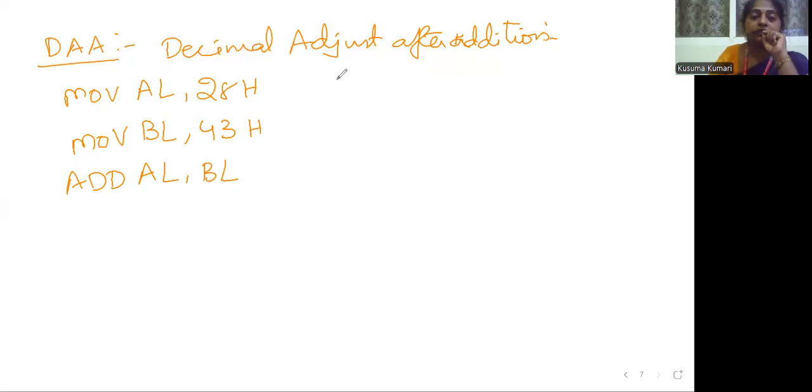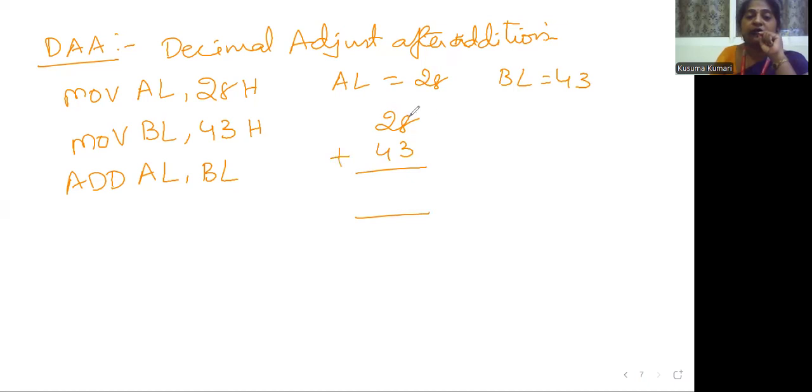Then what happens here? AL is equal to 28 and BL is equal to 43. Then 28 plus 43, how much is it? 8 plus 3 is 11, and 11 means it is B. 2 plus 4 is 6. Okay, 6B is a hexadecimal number. This hexadecimal number is to be converted to a decimal number.